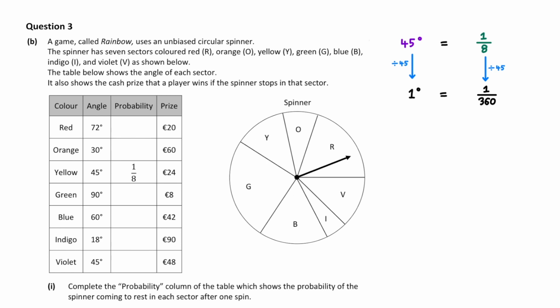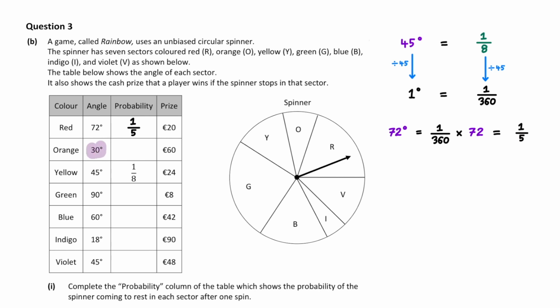So, how can we use this to find our probabilities? Well, let's start with red. Here we have an angle of 72 degrees. If 1 degree corresponds to 1 over 360, then 72 degrees will be 1 over 360 times 72. If we type this in our calculator, it simplifies to 1 over 5. So this is our probability for red.